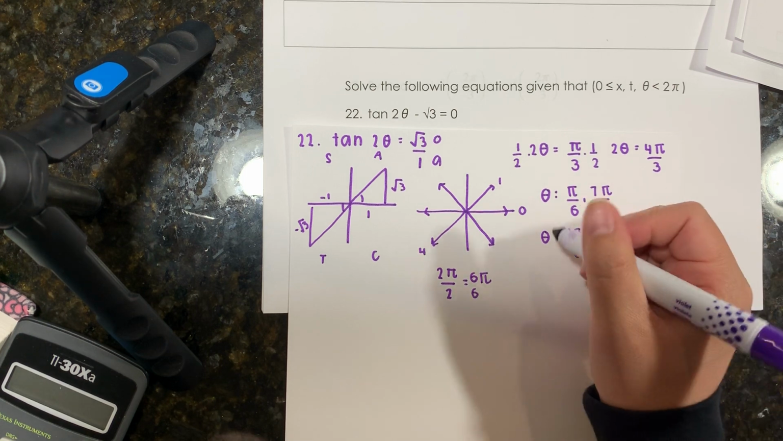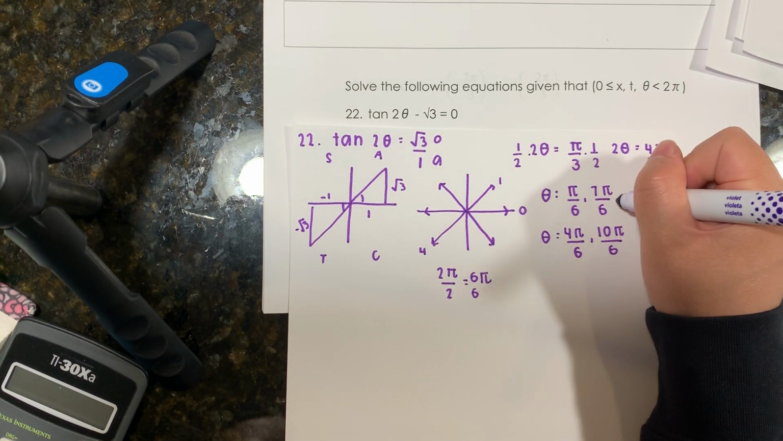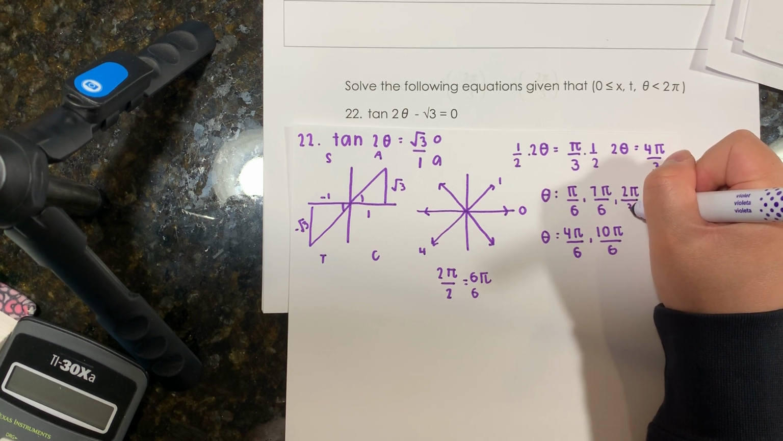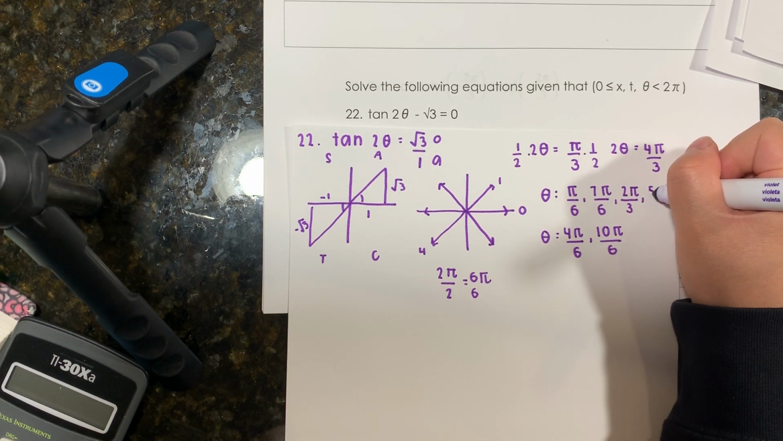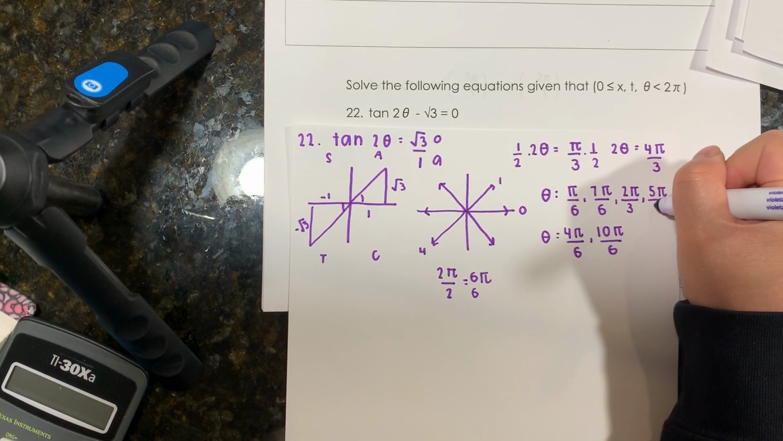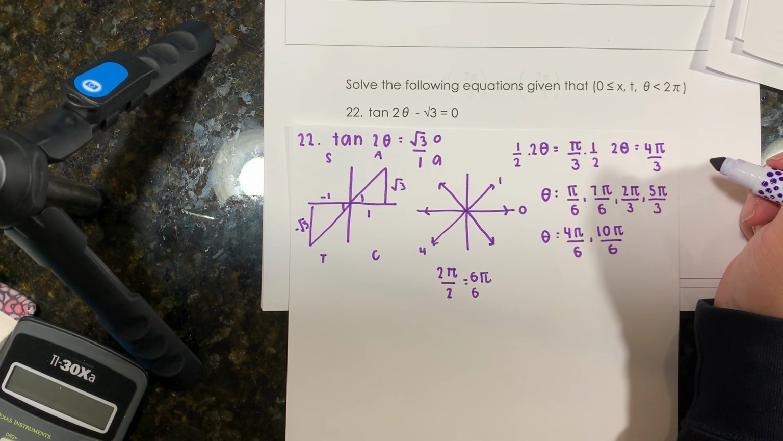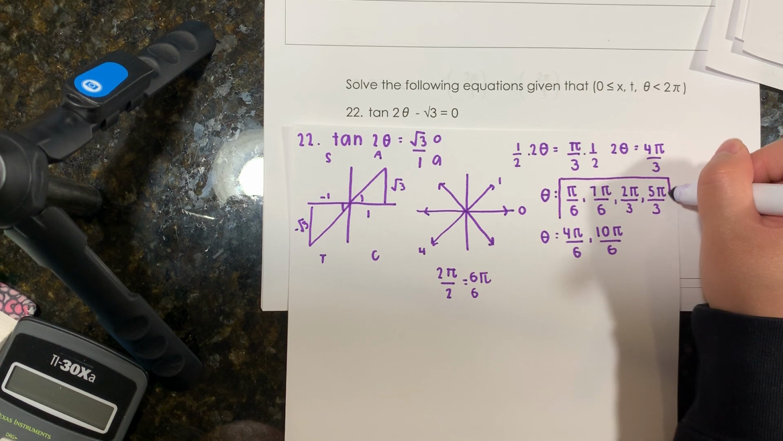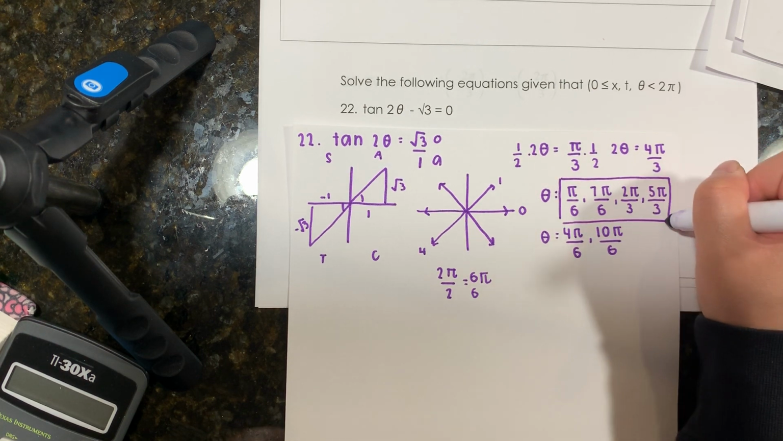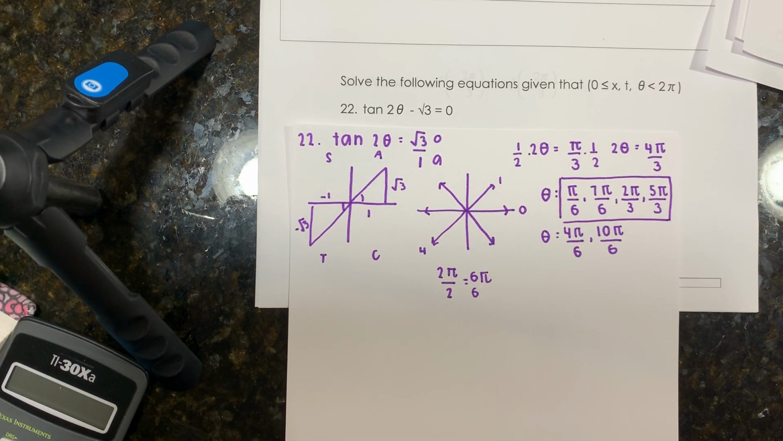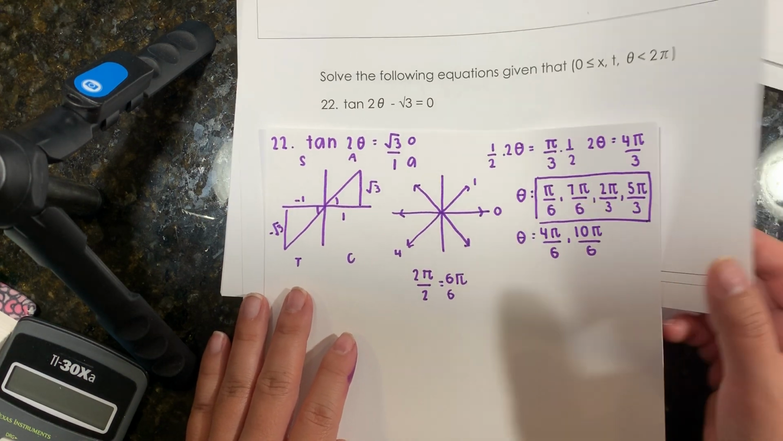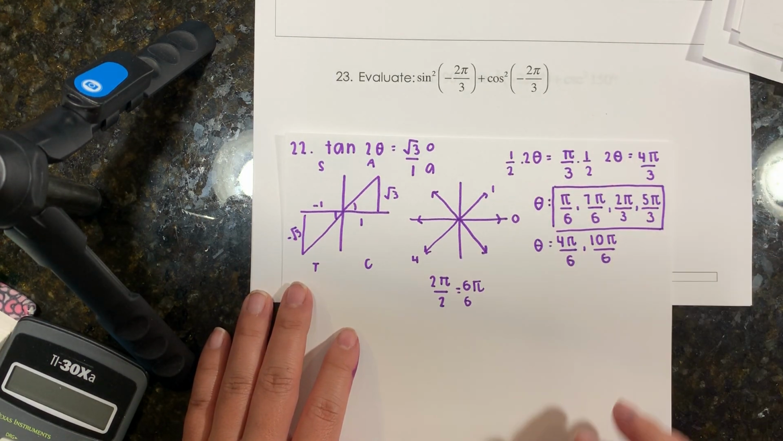So those 2 answers would end up being 2 pi over 3 and 5 pi over 3. And those would be your 4 answers after simplification. So I had to simplify that. So I don't think we've done a problem like that. So if you did not know how to do that, that's how you actually have to do it.